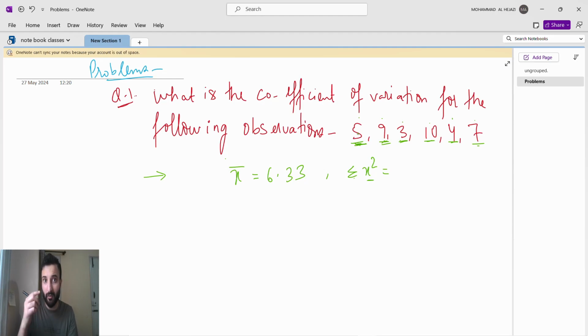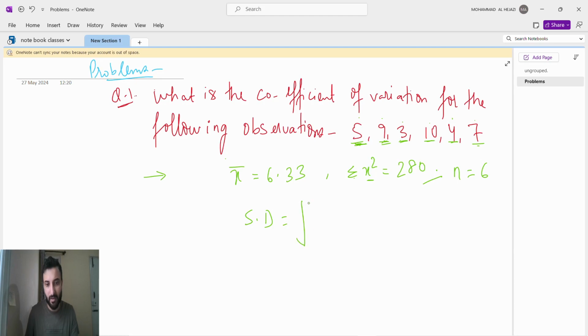So each x value, its square, then the summation. That is the summation of x square. So 5 square is 25, plus 9 square is 81, plus 3 square is 9, plus 10 square is 100, plus 4 square is 16, plus 7 square is 49. Summation of x square is 280. In two steps we got the two values. N is 6.